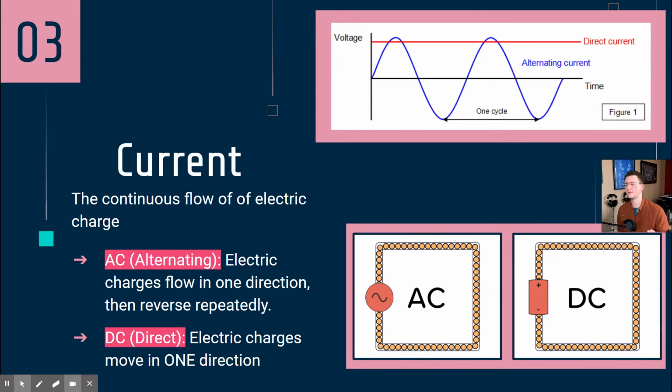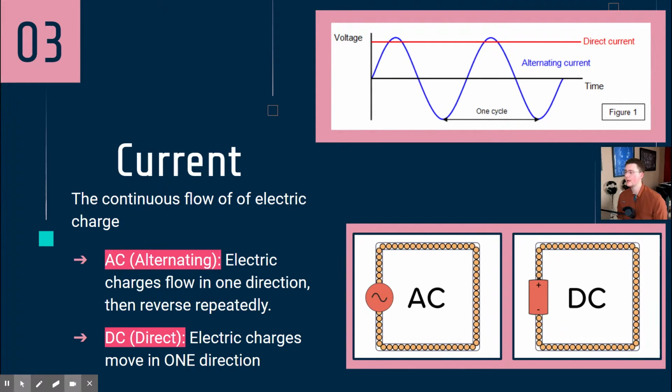And the third one is going to be current. This is the one we're going to spend the most time looking at. This is the one that as a society we use the most and we rely on the most. So current is the continuous flow of electric charges.